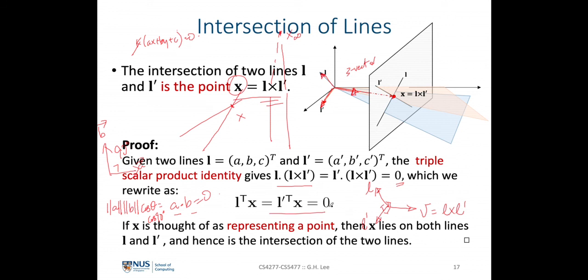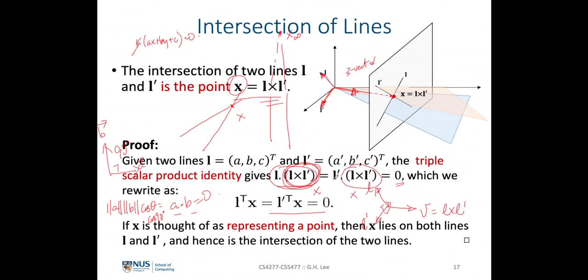And if X is the representing point, then X lies on both lines L and L prime. Hence, it is the intersection of the two lines. Because of the triple scalar product identity, this relation gives rise to 0. So we can replace the cross product of L and L prime with X in the first case, and we can also see that this can be denoted as X.